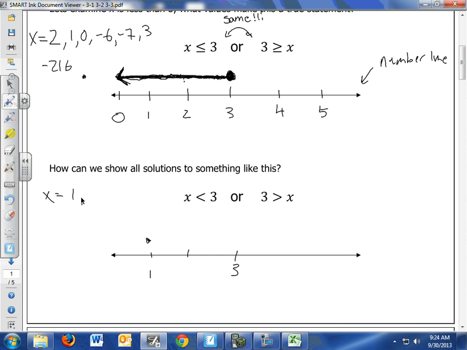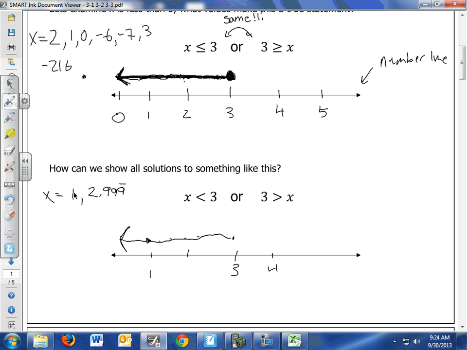What is maybe the closest number I can have? The biggest number that I can have? Mr. Stalker? 2.99. Yeah, not just 2. I could have like 2.999 repeated. And that's like right here. Really, really close. So what we're going to do is we're going to show all the solutions that we had up here, all these dots. And instead of drawing all the dots, we're going to just say, well, it's all these shown by this line and this arrow.